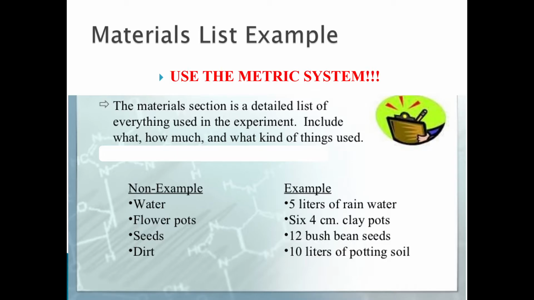So, an example of a materials list. When you list your materials, you are being specific. You need to use the metric system as we talk about. So the materials list section is a detailed list of everything used in that experiment. Include what, how much, and what kind of things.